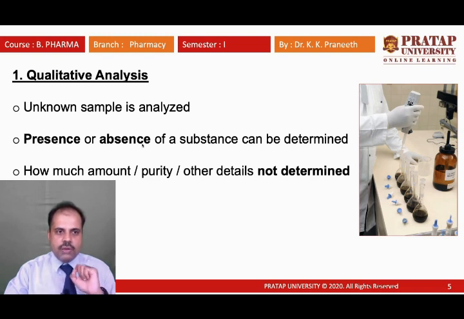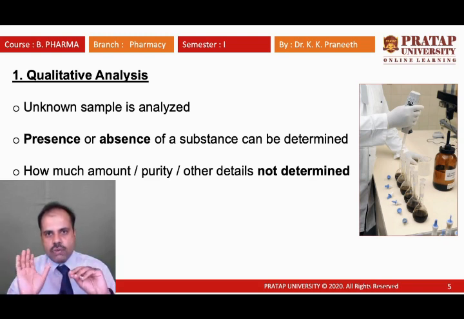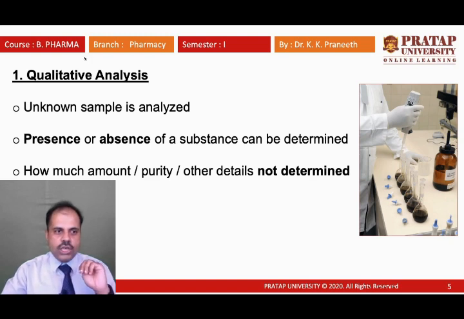I will give an example of this qualitative analysis so you can better understand its definition. In this slide, you can see that qualitative analysis simply tells you whether a substance is present or not. Only that, no other detail, like how much of the substance is present, or how pure it is. So this is qualitative analysis. It only shows you the substance is present or absent.